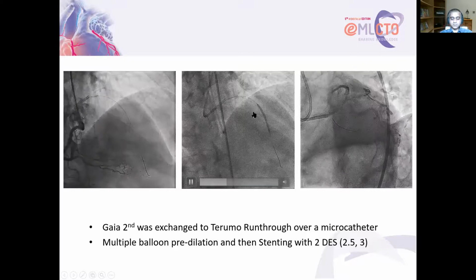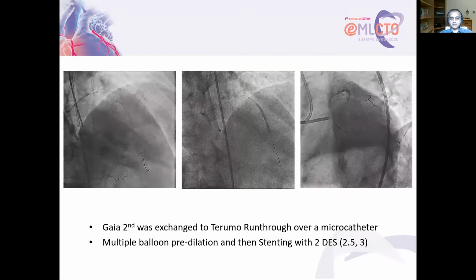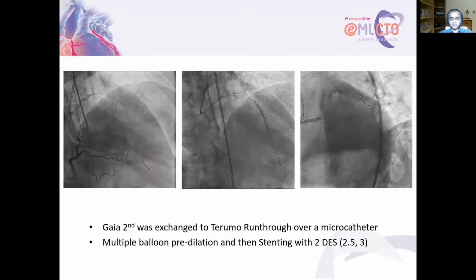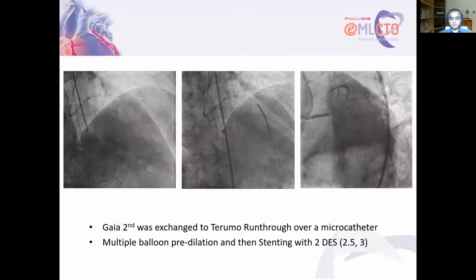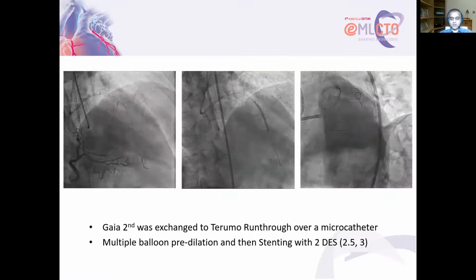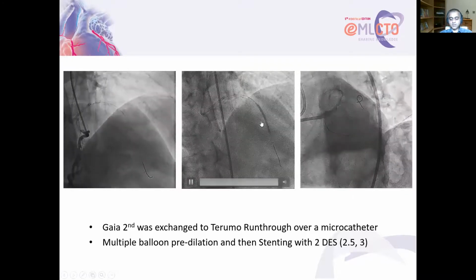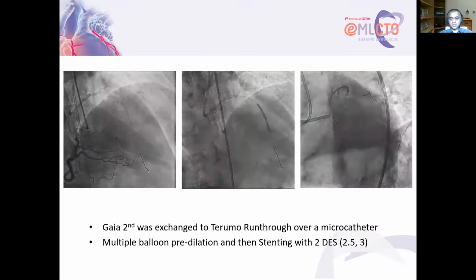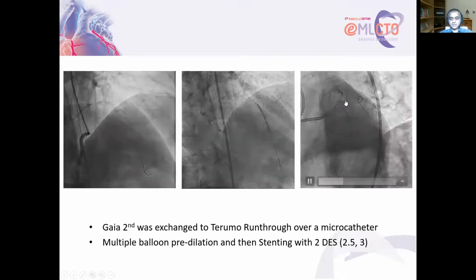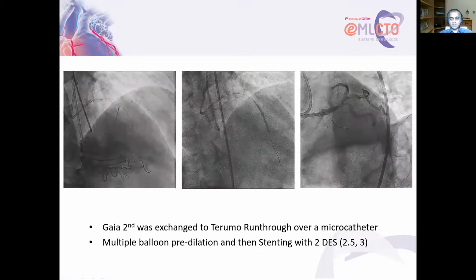The vessel was pre-dilated. The IVUS had given us the information that we did not need to use any calcification modifying tools such as intravascular lithotripsy or rotablation. And then two stents were deployed, and obviously we had used the IVUS to determine the diameter of those stents. So the first one was a 2.5 millimeter diameter stent, quite a long one. And the second one was a 3 millimeter diameter stent. And this, we came back into the ostium of the LAD with that.